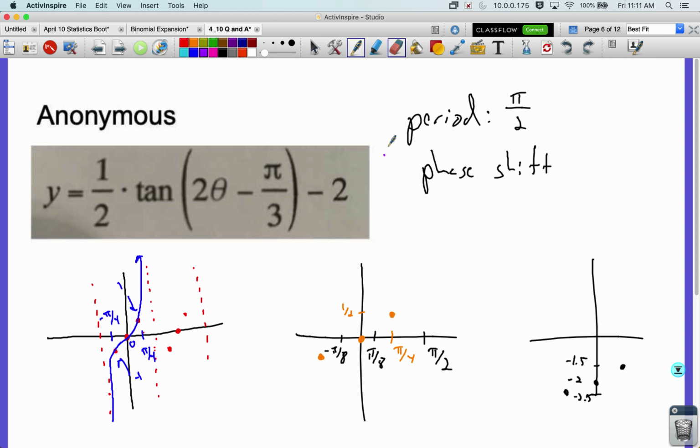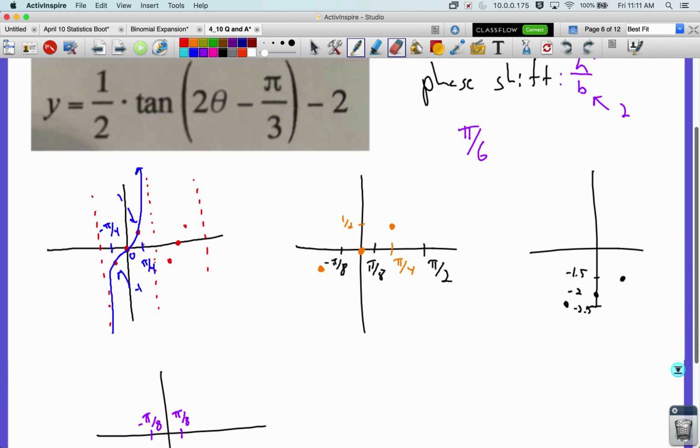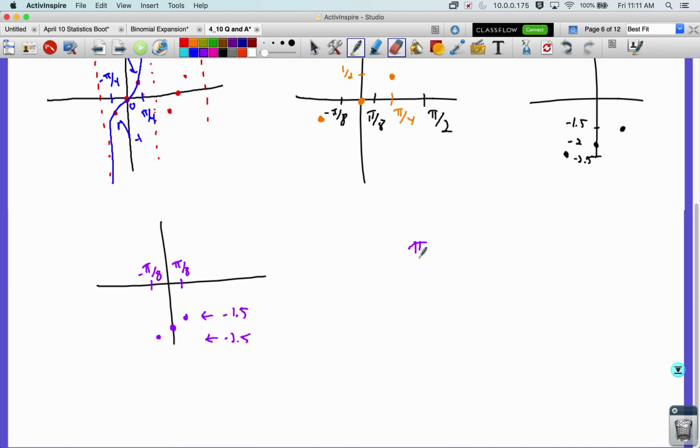All right, and then the last shift is the phase shift, which is always h over b. It tells you how far we have shifted. My h value here is pi over 3. My b value is 2. So pi over 3 over 2 becomes pi over 6. And that's going to be to the right, pi over 6. So I've got to find my new key points after I've moved everything right, pi over 6. So what's pi over 8 plus pi over 6?